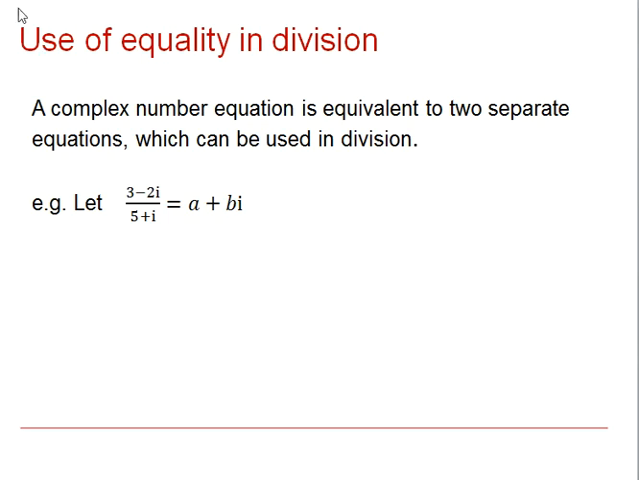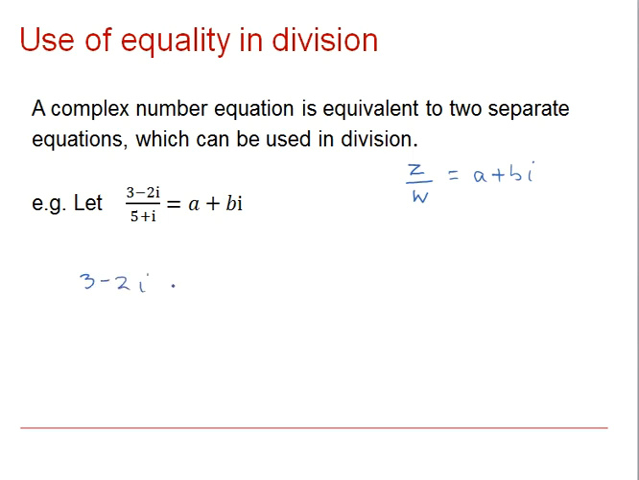Here we have an alternative approach to division, where we can set two complex numbers, z divided by w, equal to some other complex number, a plus bi. In the example here, z equals 3 minus 2i and w equals 5 plus i. Given that 5 plus i is not equal to 0, we can then multiply both sides of this equation by that denominator, remembering when we multiply out, of course, that i squared equals -1, and then by rearranging and collecting the terms.